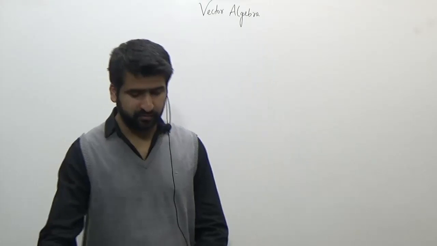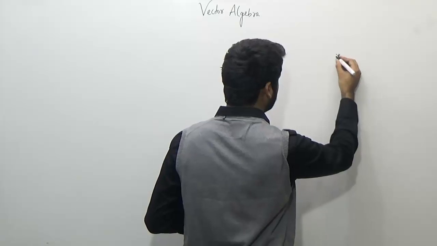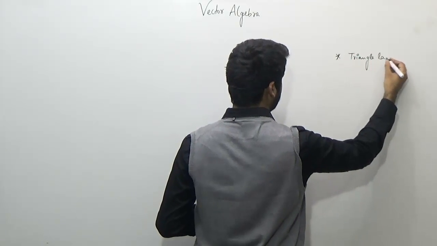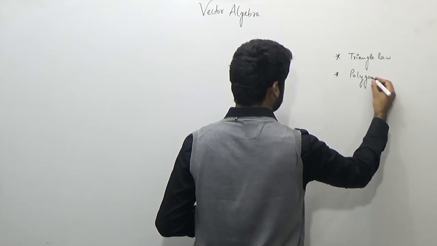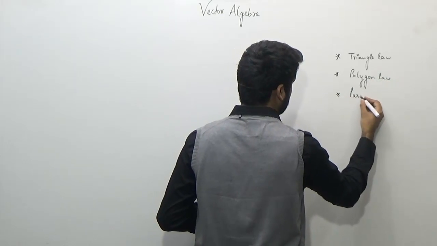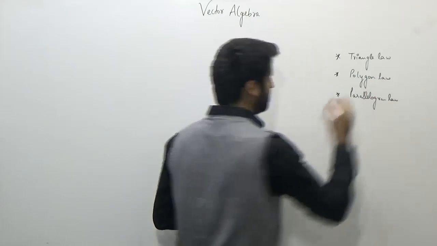Hello guys, so let's discuss the next topic of vectors, which is addition of vectors. How do we add two vectors and what are the basic properties of addition of vectors? We'll discuss that. The basic three laws used for adding two vectors are, first, the triangle law, second, the polygon law, and we also have the parallelogram law. We'll discuss all these laws one by one.